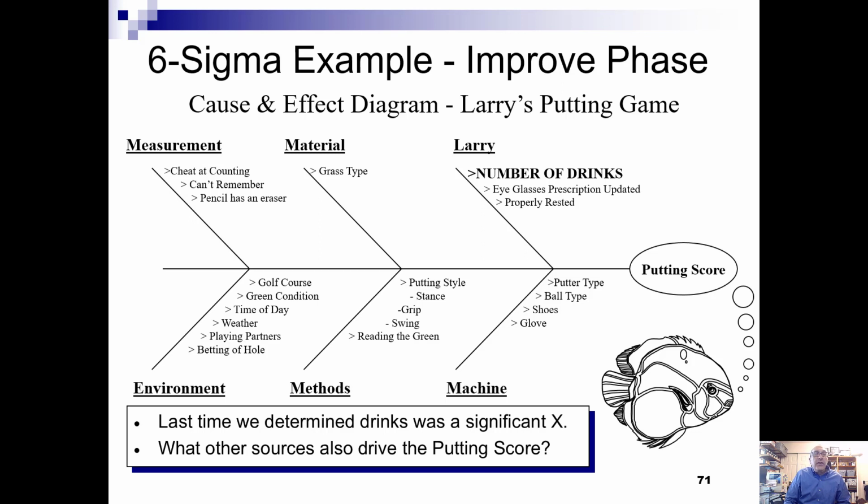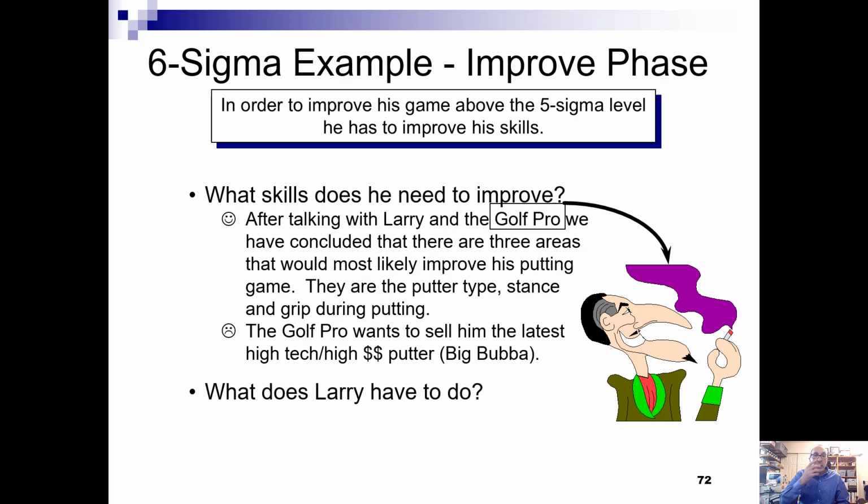Next, let's review the improve phase. Last time we determined that the number of drinks was a significant X. What other scores are also driving his putting score? In order to improve his game above a 5 sigma level, he has to improve his skills. What skills does he need to improve?